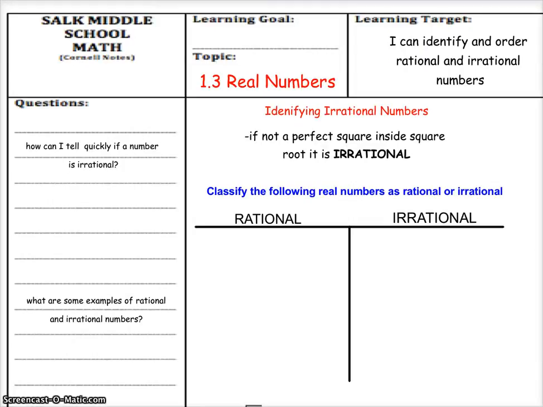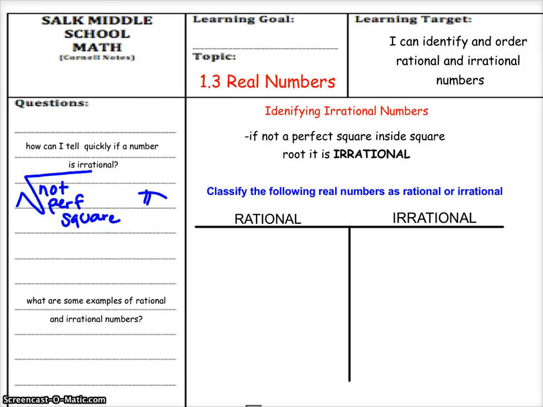Identifying irrational numbers. If it's the only thing you need to know, this is the easiest way I explain it to my 8th graders. Pretty much every number is rational. The only numbers that are irrational, there's 2. It would be the square root of not a perfect square and pi. Those are the only things that are irrational, okay?